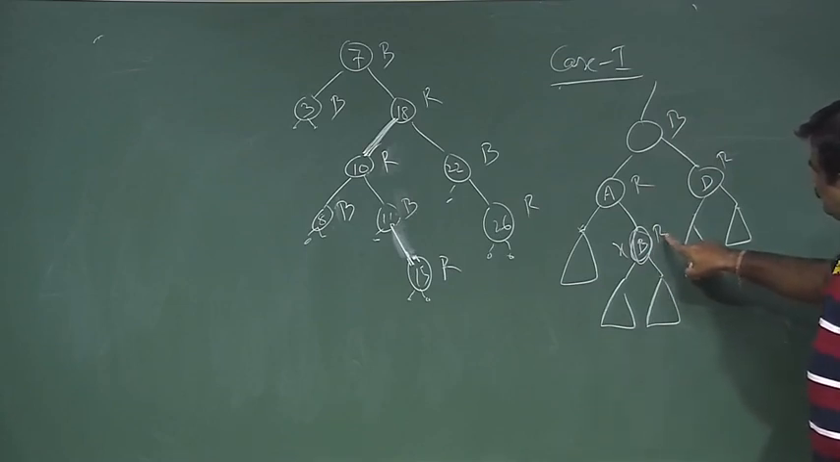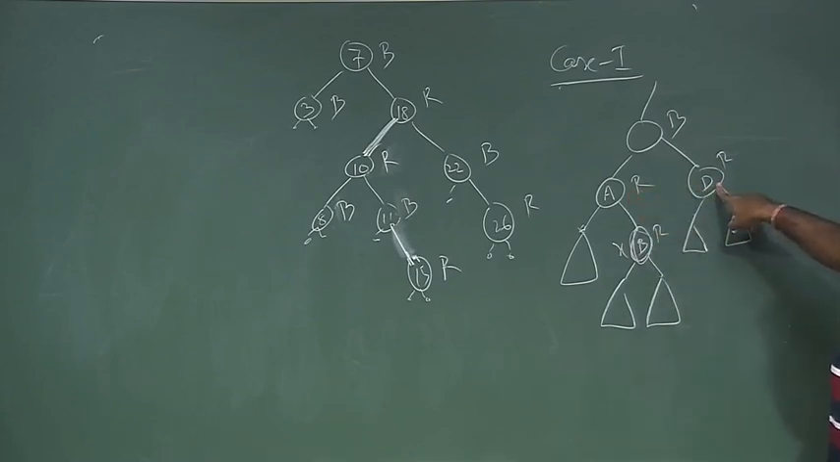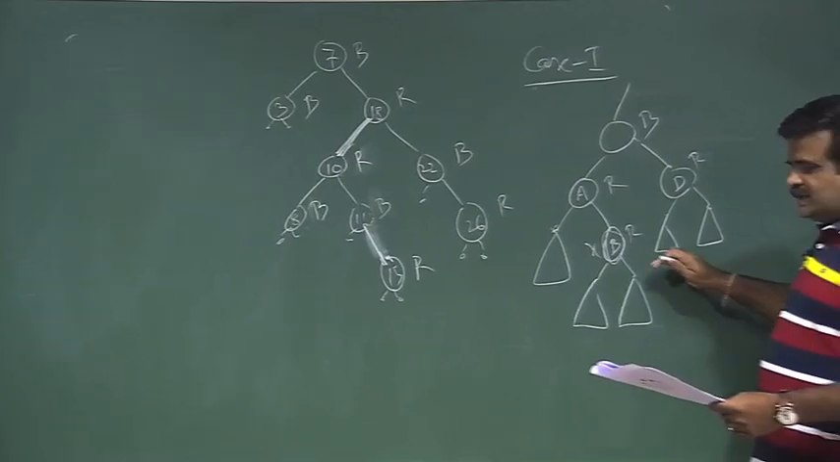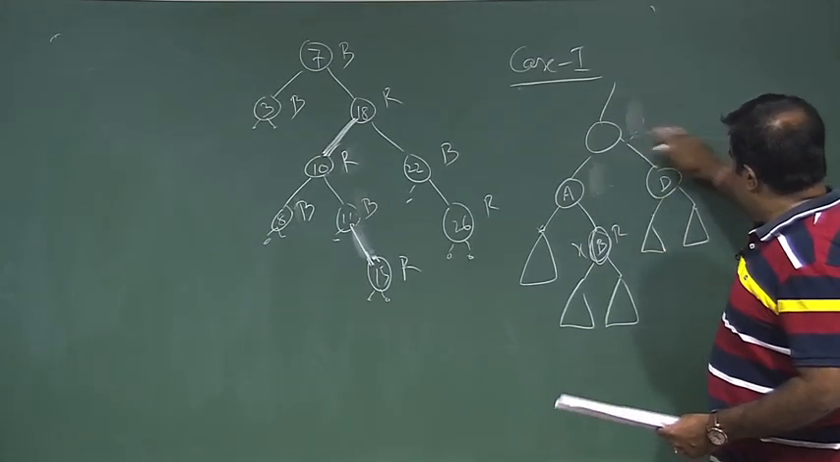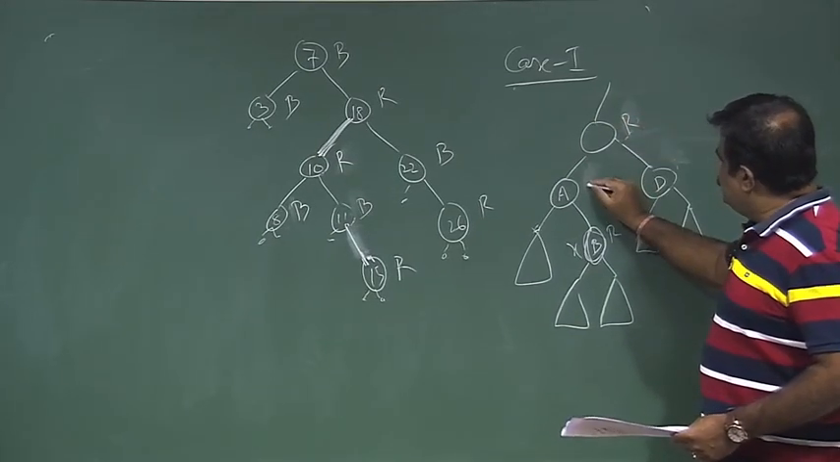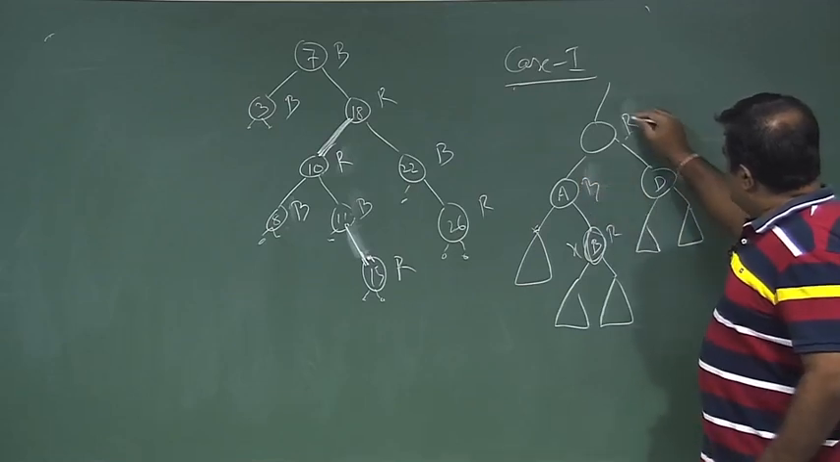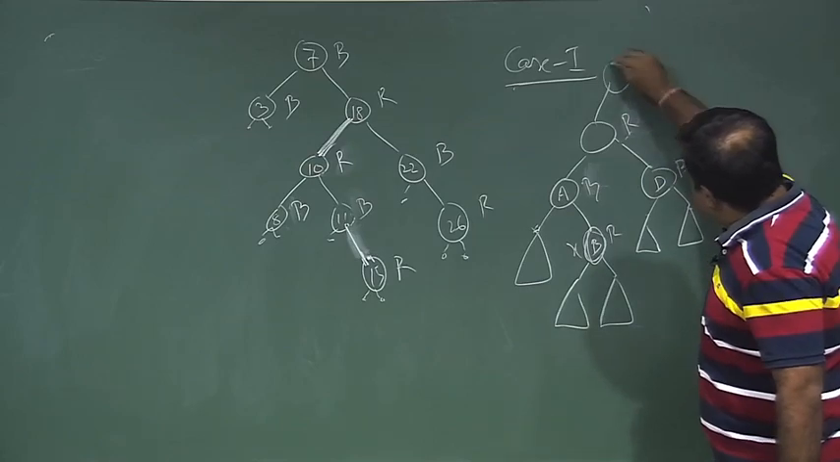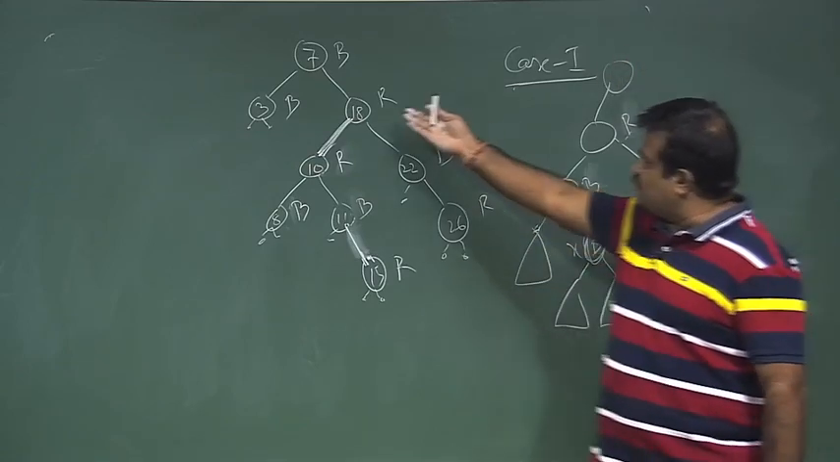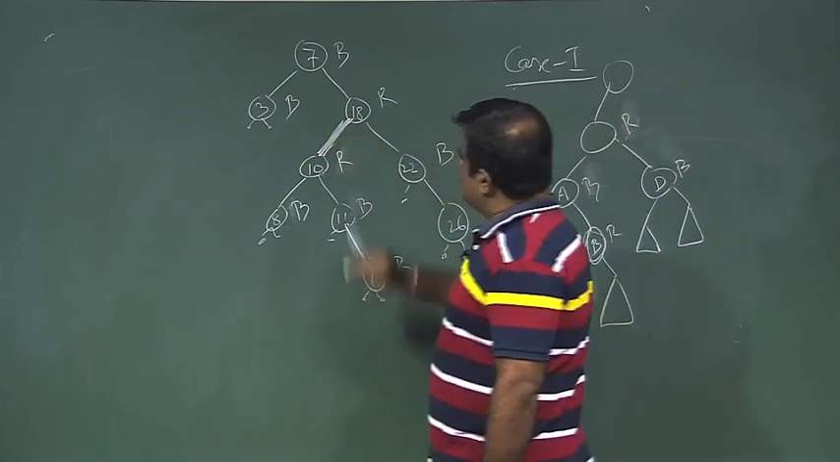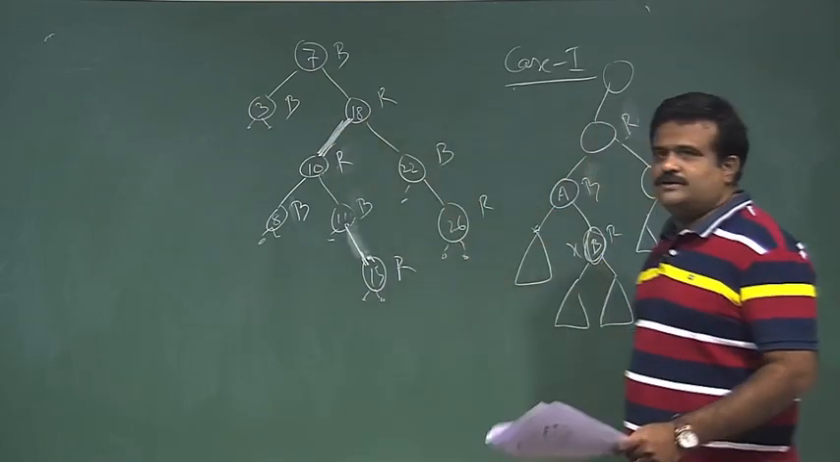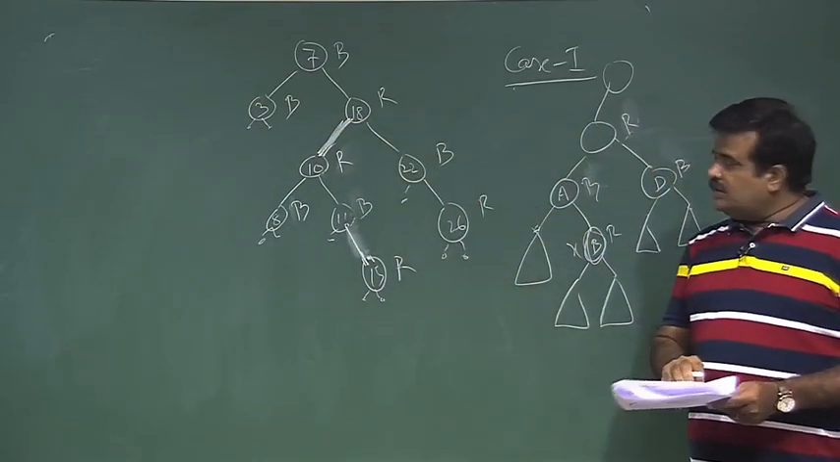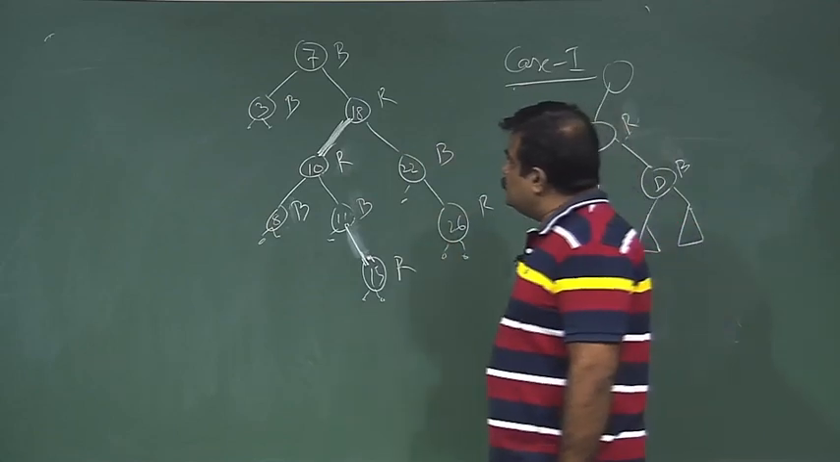Case 1 means the parent is red, auntie or uncle is red, but the grandparent is black. So, in that case what we do? We change the color of these two. We make it red and we make it black. Now, it will solve the problem locally, but the problem is if this is still red, then we have a problem. The problem still remains, because this node is red and the parent is also red. So, now we will see whether we are still in case 1 or not.